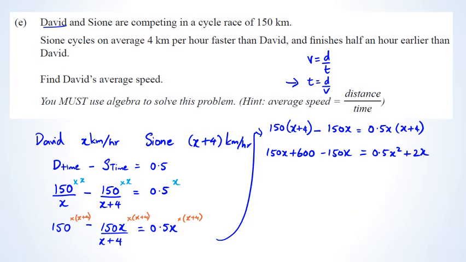So rearranging this, 150x and 150x disappear, and what I'm left with is 600 equals 0.5x squared plus 2x. Bringing this to the other side, I get 0.5x squared plus 2x minus 600 as a quadratic.